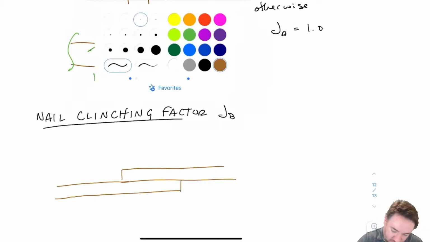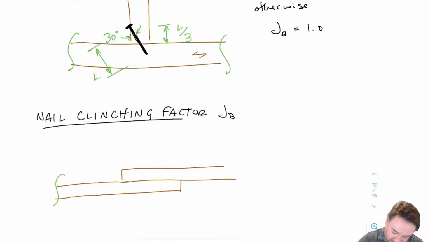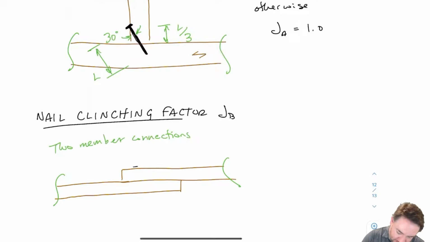Okay, so this one only applies to 2-member connections. Basically what I do is, if I nail a nail through, I can use a nail that is longer than I need to get just into the next member, so I can go a little bit longer.